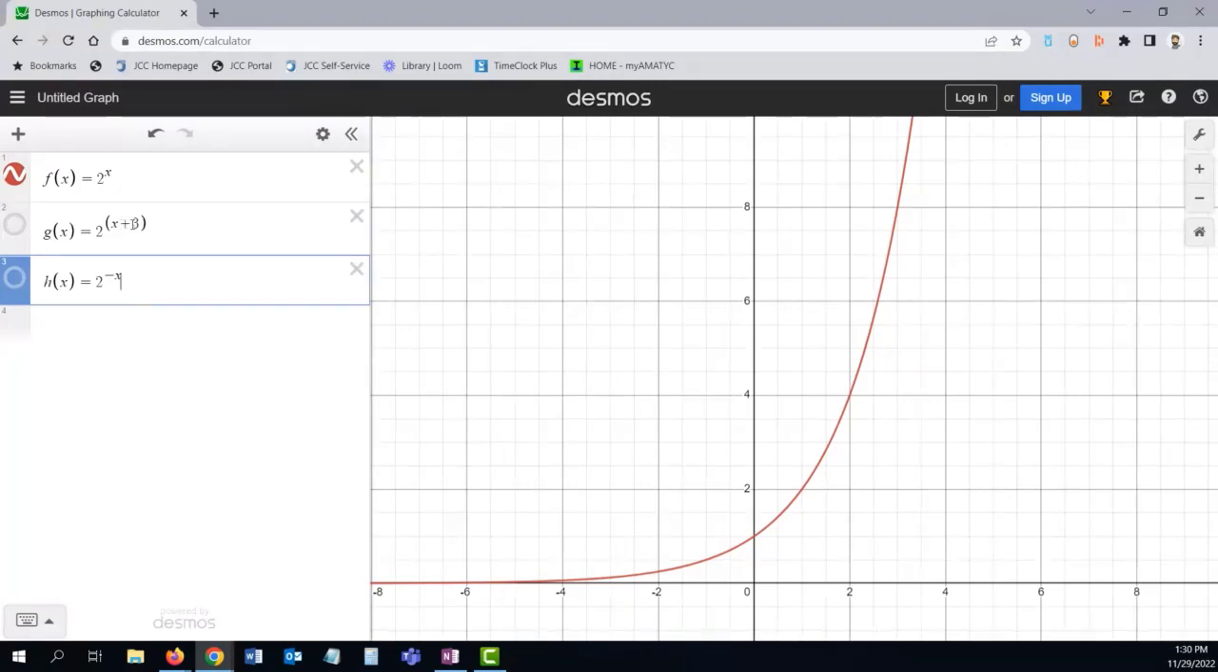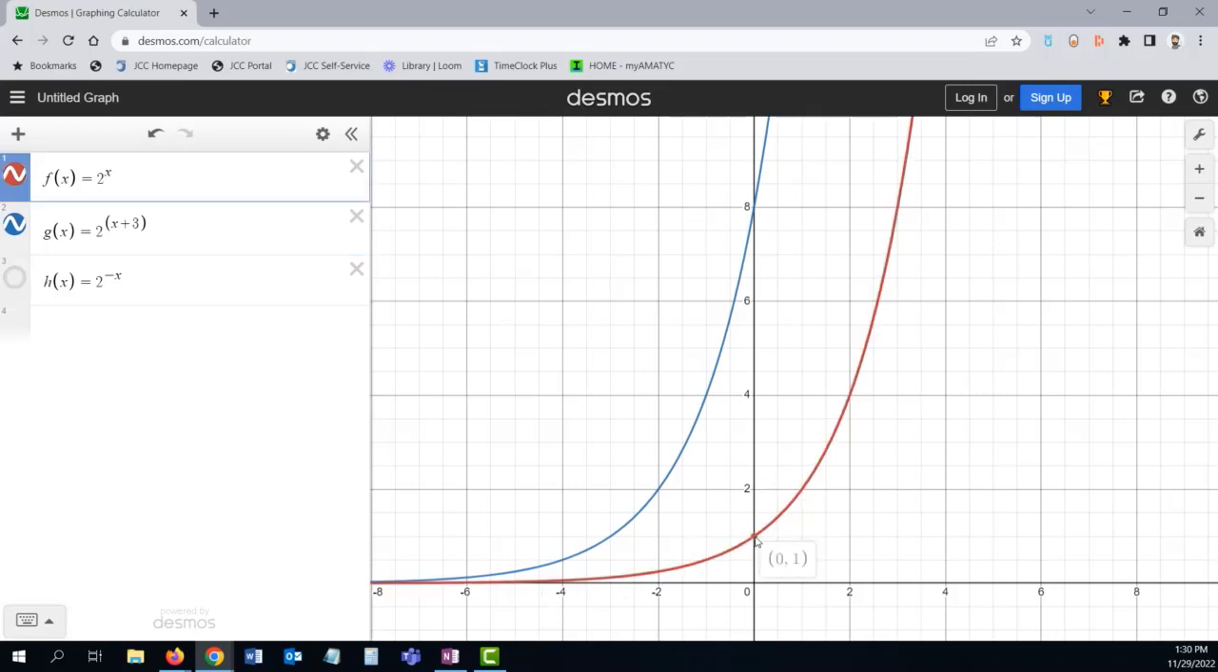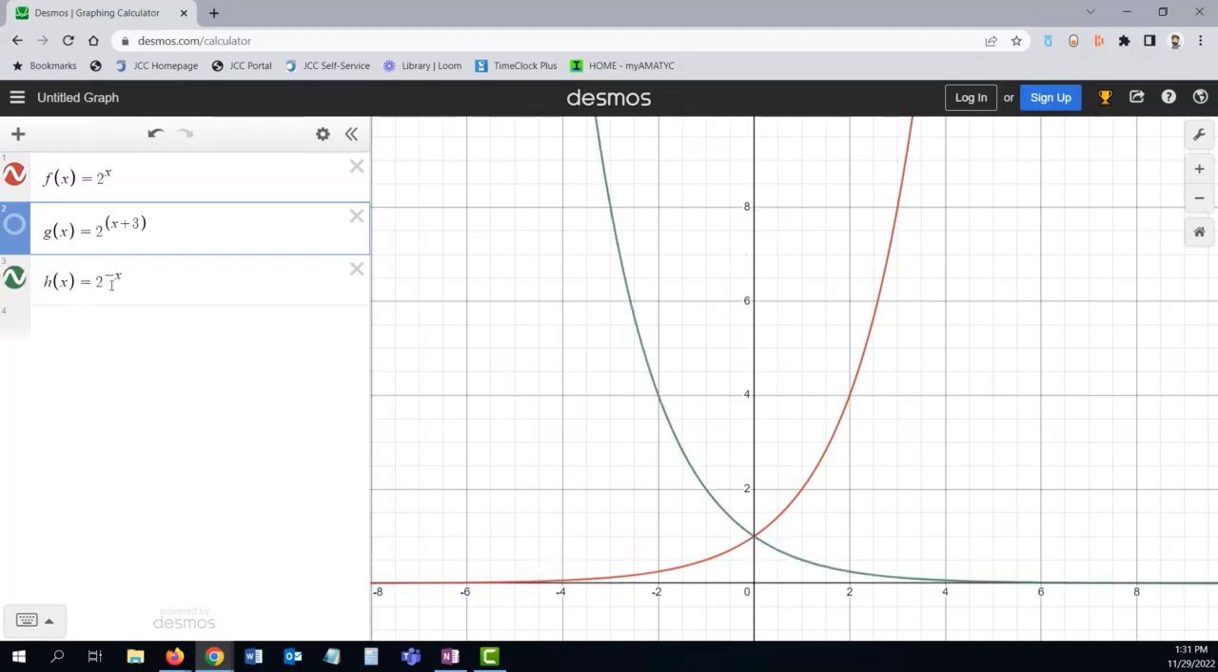So by putting that plus 3 in there, what I've done is I've moved f of x to the left 3 units, right? So if I come over here and look for values, so 0, 1 has now become -3, 1. Right? Everything got shifted left. What about when I put a negative in there? Well, now I have flipped across the y-axis.